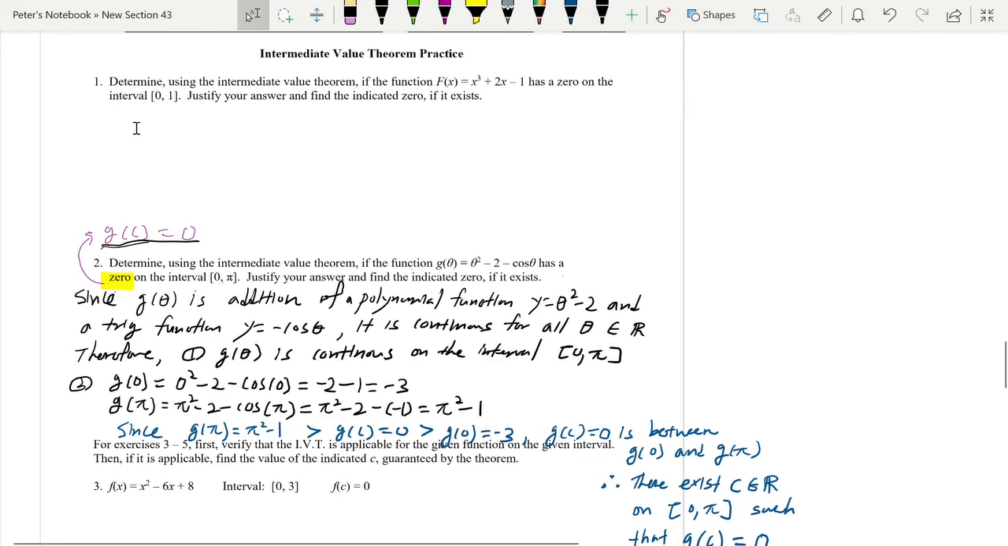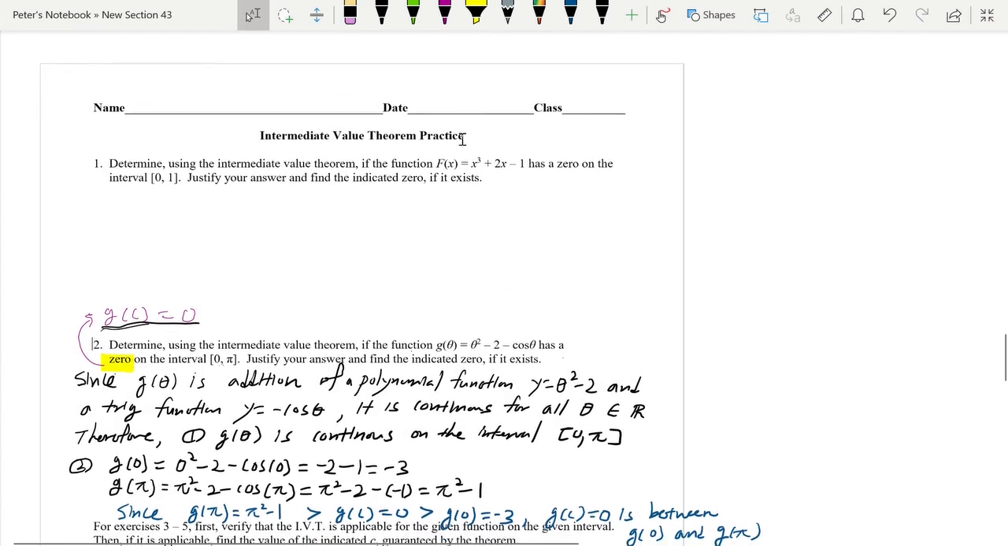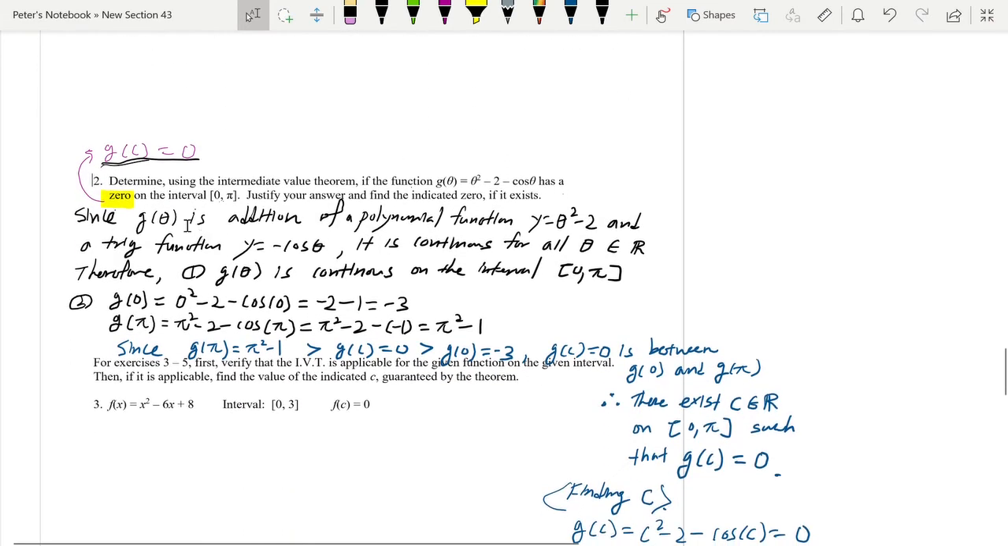I think I mentioned this to my second period, but not fourth period, but the intermediate value theorem is extremely useful when you're trying to find zeros of a function. Okay, so let's delve into it. Let's look at g of theta first. The first condition that we need to look at is whether it is continuous on the closed interval 0 to pi.